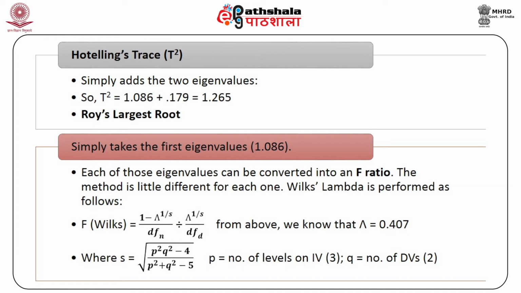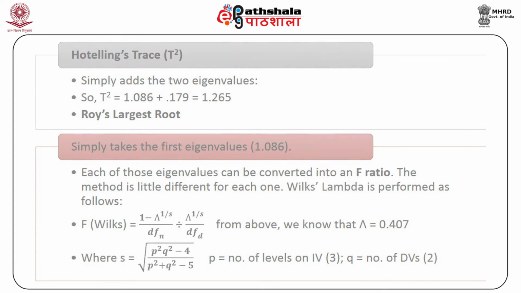From above we know that inverted V is equal to 0.407, where S is equal to the square root of p square q square minus 4 divided by p square plus q square minus 5, whereas p is the number of levels on the independent variable and q is the number of dependent variables, which in this case is 2.